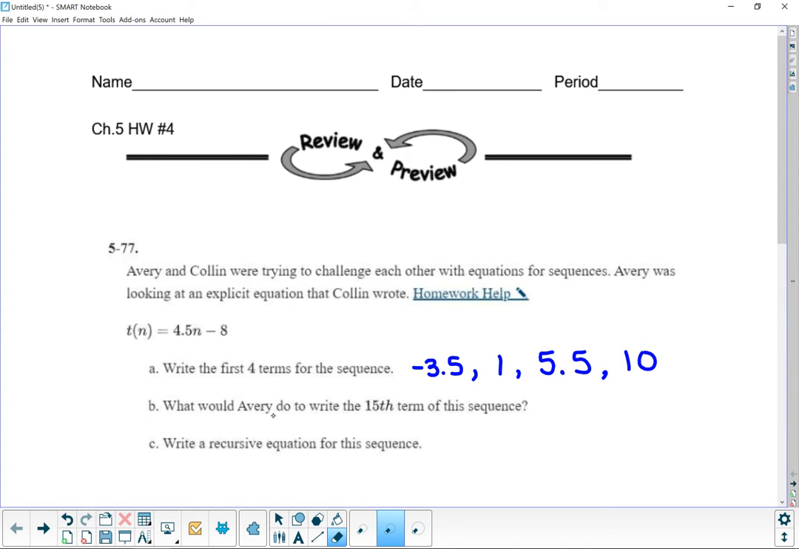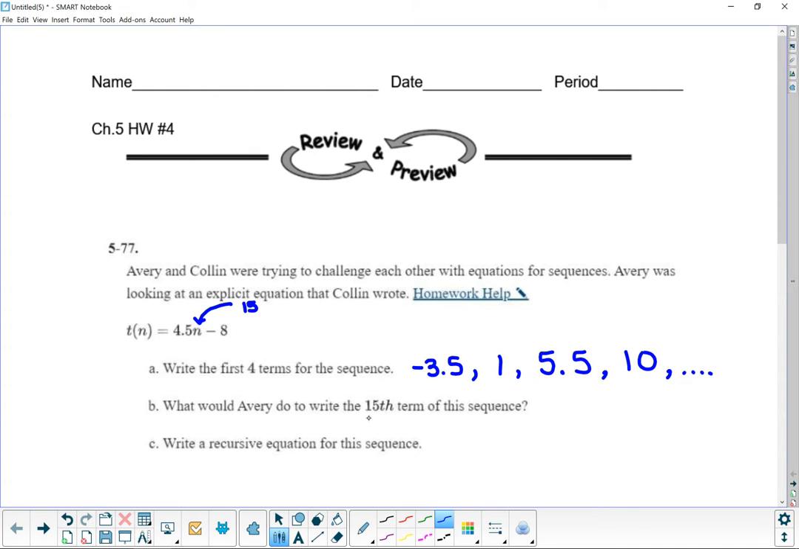Okay, what would Avery do to write the 15th term in his sequence? In order to write the 15th term, because this is an explicit equation, you can just go straight to the 15th term. You don't need to find out what number 14 is to write down the 15th term. You don't have to do that because it's explicit. You can just plug in the 15 into n.